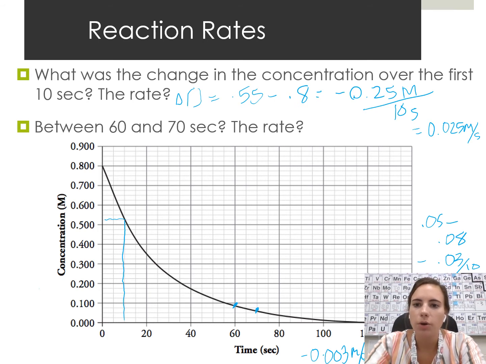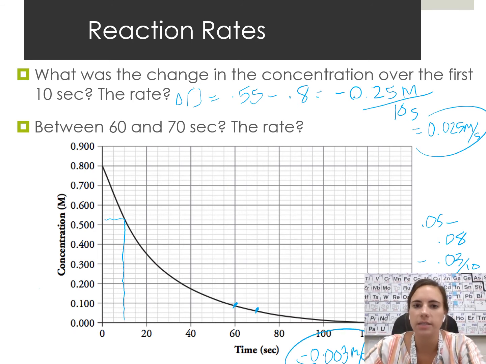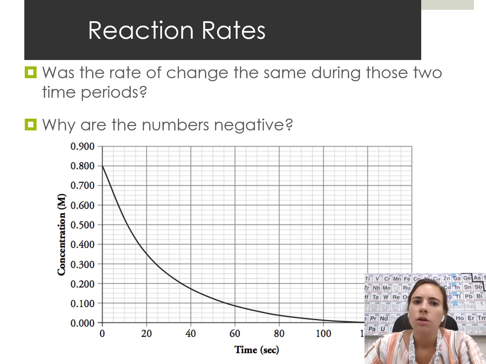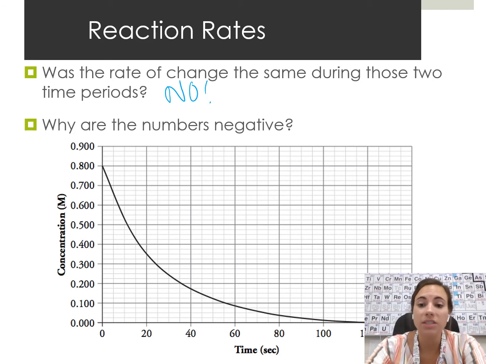All right. So my rate of change for the first 10 seconds, and then my rate of change for seconds 60 to 70. So was the rate of change the same? No. The rate absolutely slowed down. The rate of change in the first 10 seconds was much faster, much higher than the rate of change in 60 to 70 seconds.